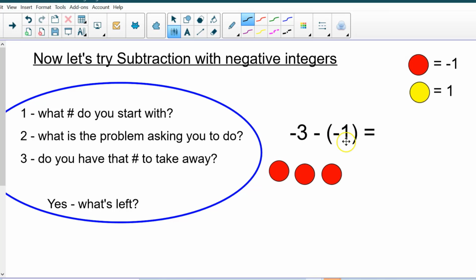-1. And then you ask, do you have that number to take away? Yes, I do. It says 3 negatives and I want to take away 1 negative. So I'm just going to circle that number and take it away. And then what do you have? Ask next, what is left? These 2 negatives. So -3 minus a -1 is equal to -2. Now, in a real life situation, what could this be? You could think of it as, well, I owed somebody $3.